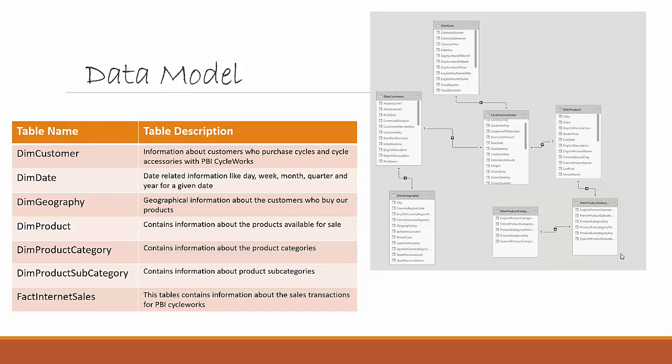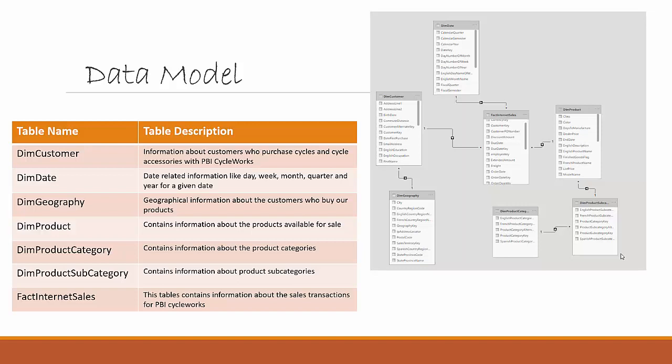Then we have information about the customer geography, where the customer is located. We've got information about the products that the company sells. We've got information about the category, the product category to which the product belongs. And we've got information about the product subcategory to which the product belongs.